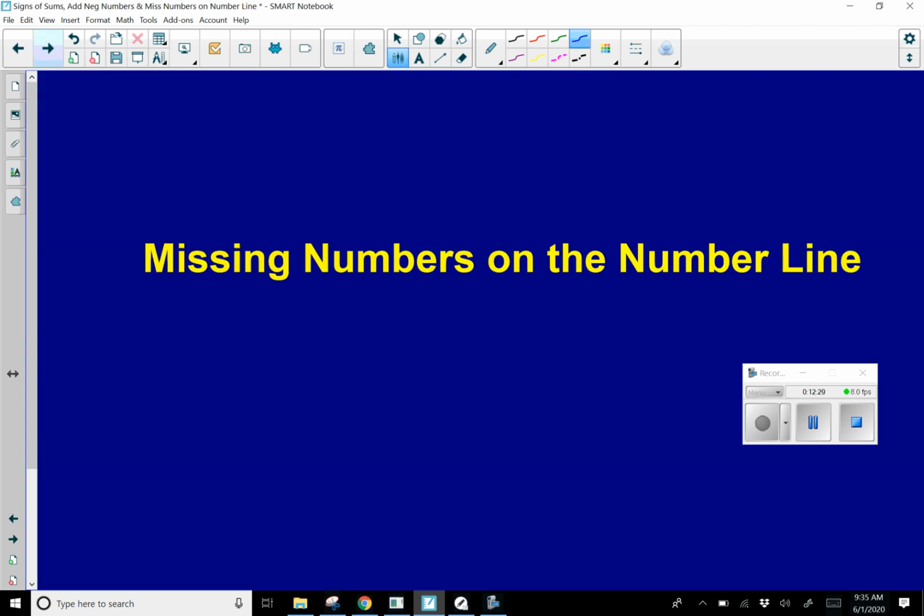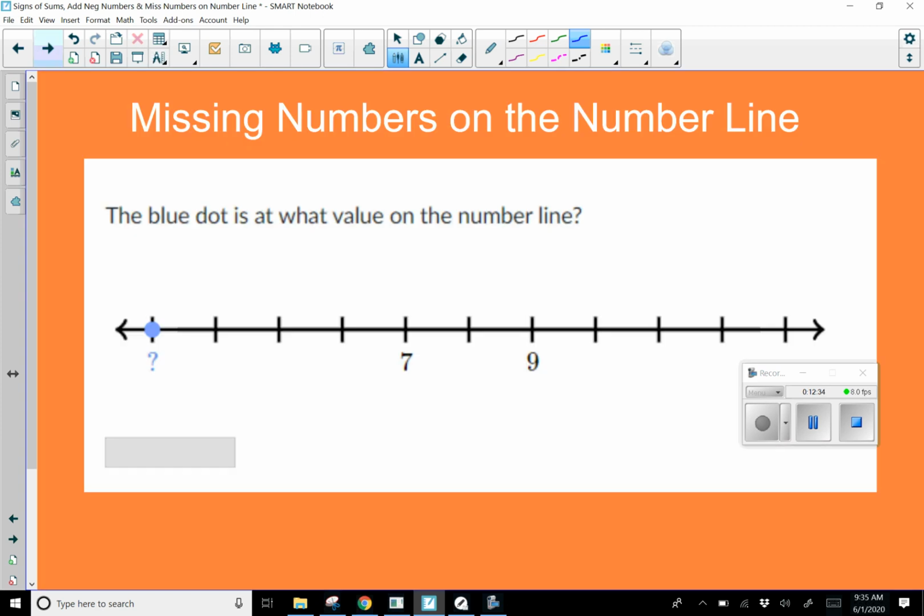Okay, the last skill we're going to talk about is missing numbers on the number line. It says the blue dot is at what value on the number line? Well, the first thing you need to notice is that they're giving you 7 and they're giving you 9. So clearly that means this number in between them is going to be an 8. And then you just can count back using your tick marks. Clearly the one to the left of 7 would be 6, 5, 4, making the question mark clearly 3.